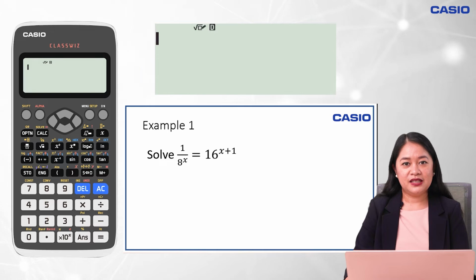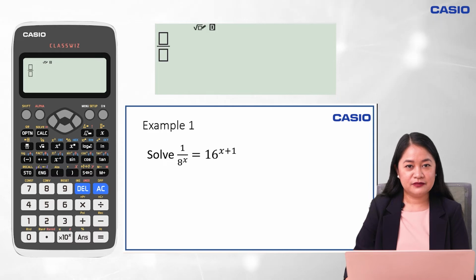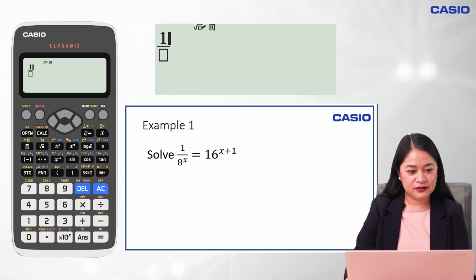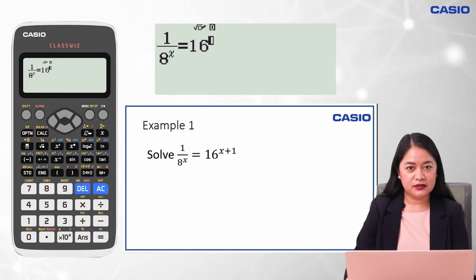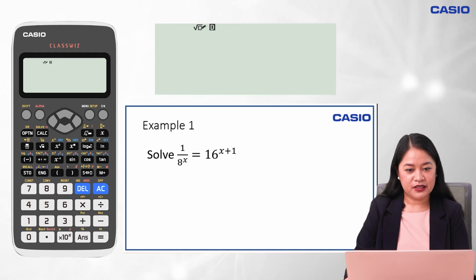Let us now solve. Input the given exponential equation by pressing the following: fraction key, 1, right arrow key, 8, exponent key, x, press right arrow key twice, and then Alpha, Calc, input 16, exponent key, then x plus 1. After this, we press Shift, Calc, and then the equal sign.